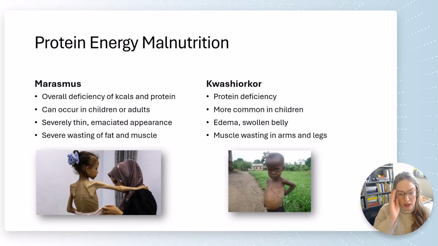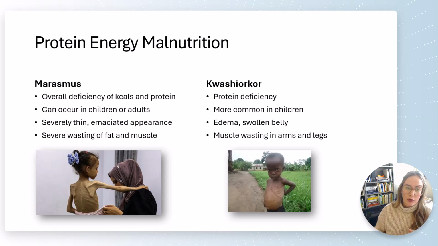So you see this little girl on the bottom left, and you can see her muscle tissue, her fat tissue is just wasted away so that we see skin, we see bones. That is marasmus. Kwashiorkor is a little bit different.